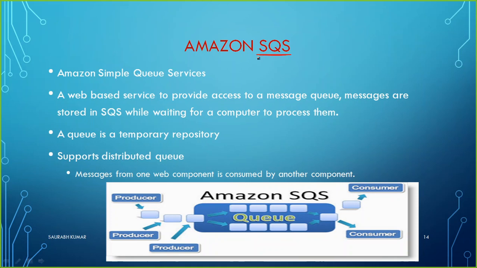What is SQS now? So SQS is Simple Queue Service. You can see very simply from this diagram, this picture. Again, there is a producer. Producer means any service or any user who is generating the notification. It can be even SNS. Because SNS is also producing the notification, that notification may come to the SQS.